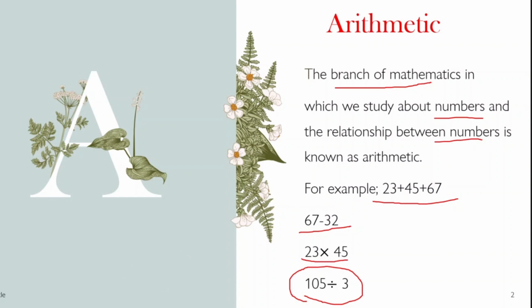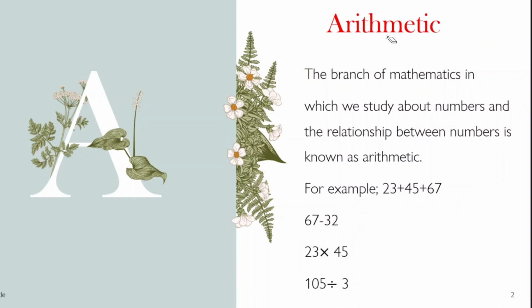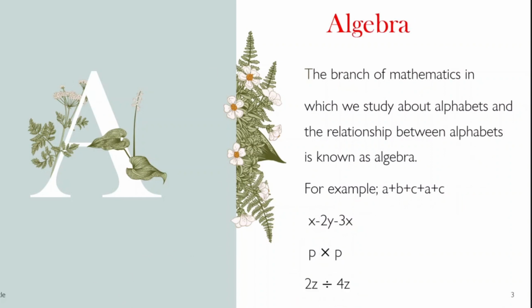Now the thing is, what is the difference between arithmetic and algebra? So let's learn about it. Like in arithmetic, we were just dealing with numbers. In algebra, we learn about alphabets. So you will see alphabets in this branch. So the branch of mathematics in which we study about alphabets and the relationship between alphabets is known as algebra.